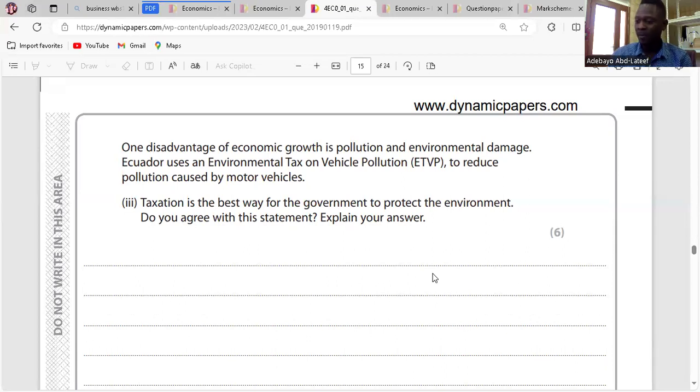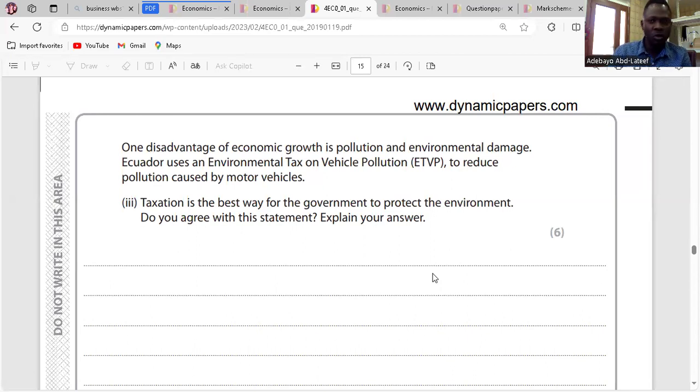Do you get my point? It increases the cost of polluting activities, bringing about a fall in polluting activities, which means a reduction in environmental damage. So if taxes are imposed by government, it increases the cost of polluting the air or causing environmental damage. Because you incur more cost, you wouldn't have any other choice than to reduce, because when you incur more cost, it reduces your profit.